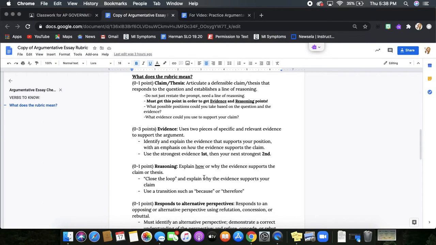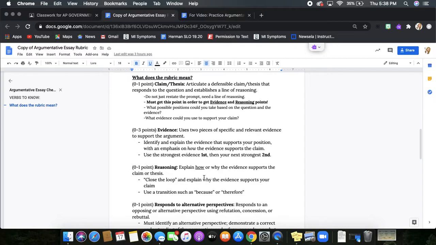So here is a more explained rubric for you for the argumentative essay, showing you more specifically like where are you getting these points from. Okay, so again, you are getting 1 point by having a clear thesis. So don't just restate the prompt, you need that line of reasoning. Okay? And you need that line of reasoning and a clear stance in order to get the points for evidence and reasoning. So if you don't have a clear thesis, you aren't able to even get the evidence and reasoning.